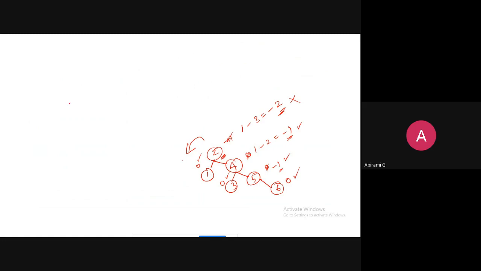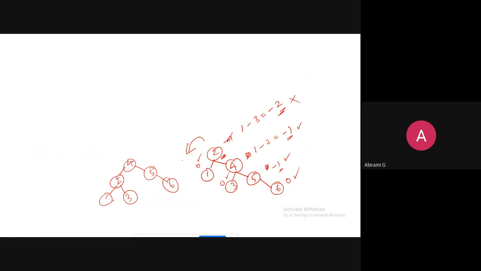This is a right skewed one, so a left rotation is required. After the left rotation, 2 will come here, then 1, and 4 will go here, then 5, 6. Then what about 3? Because 4 is now the root node, 3 is the left child of this 4. So 3 will move here and go to its right child.